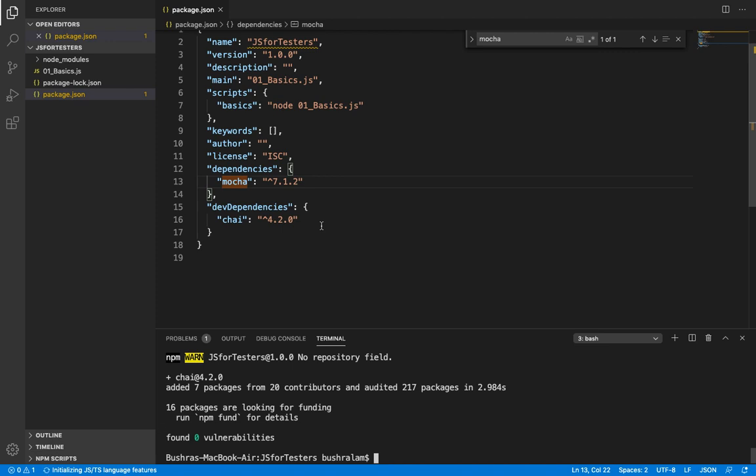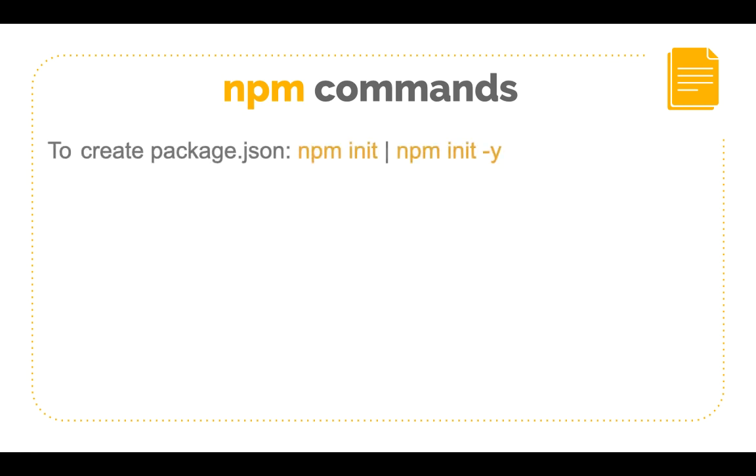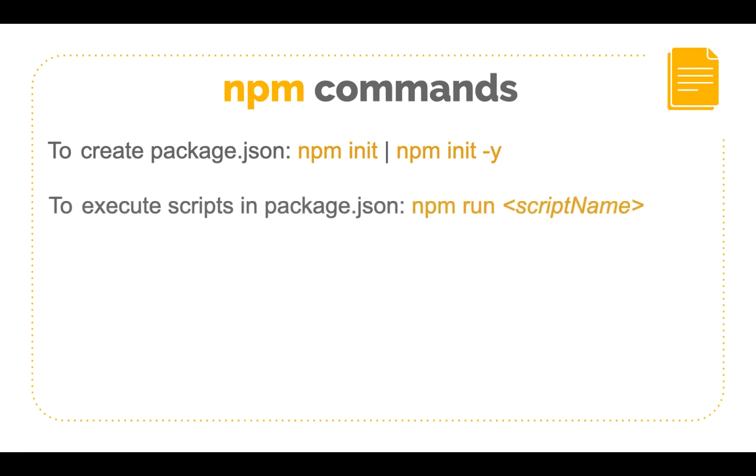Now, let's quickly go through the commands we have learned in this video. To create package.json, you simply run npm init or npm init -y in the project directory. npm init would prompt you to input values for name, version, description, and so on. Whereas npm init -y would create the package.json file with the default values. Then we saw how to run scripts in package.json. The benefit of scripts is that you don't have to remember the long commands.